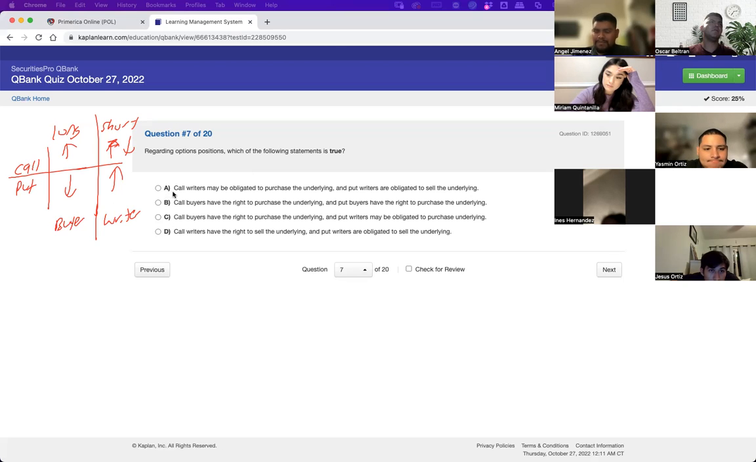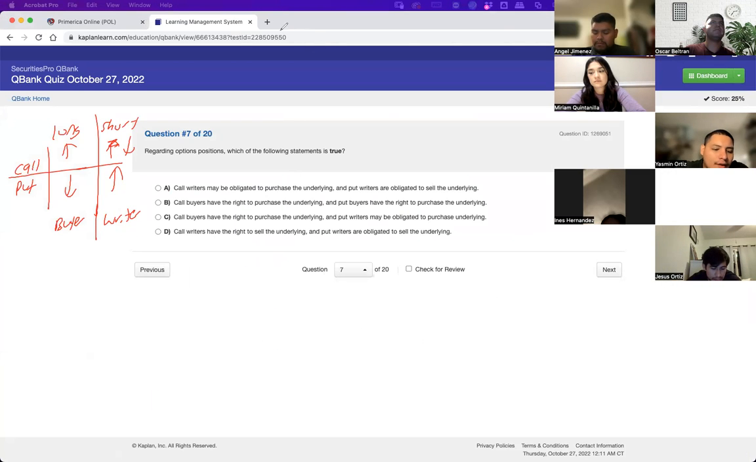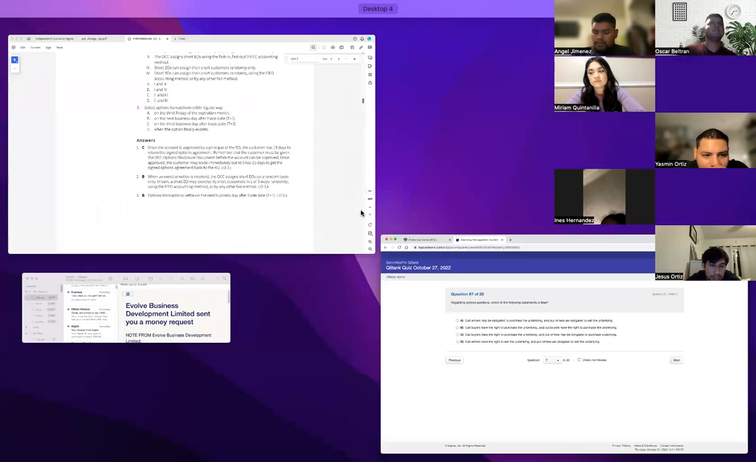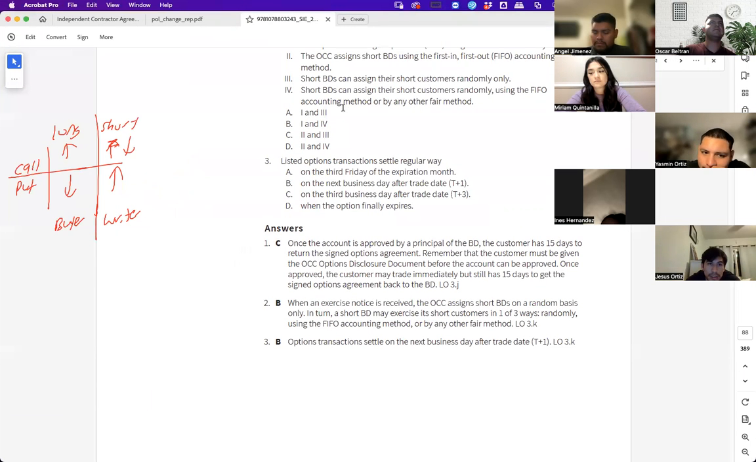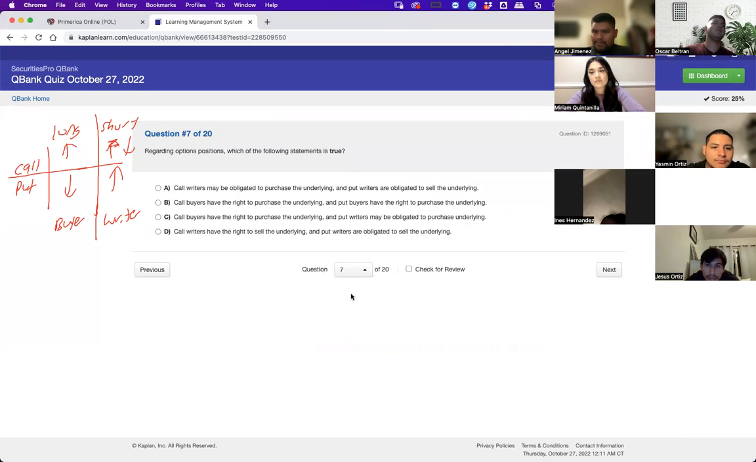So now here, we have your call writers may be obligated to purchase the underlying. Okay, so this you have to use a chart. I think I did the chart correctly. Can't remember. Is it correct in the PDF? I think it is. That's correct. All right, cool. So using that chart, answer that question. Just look at it.